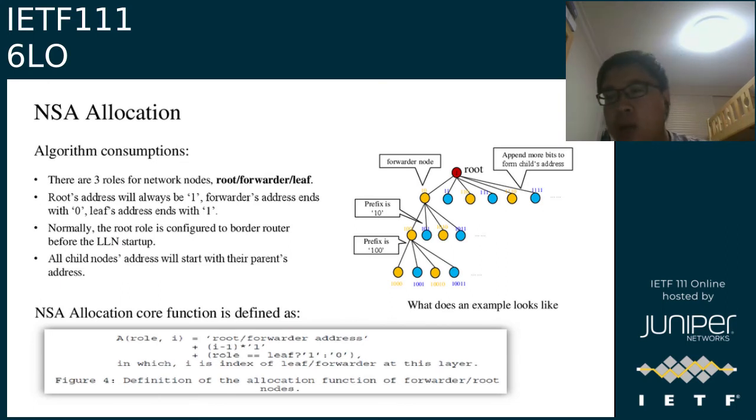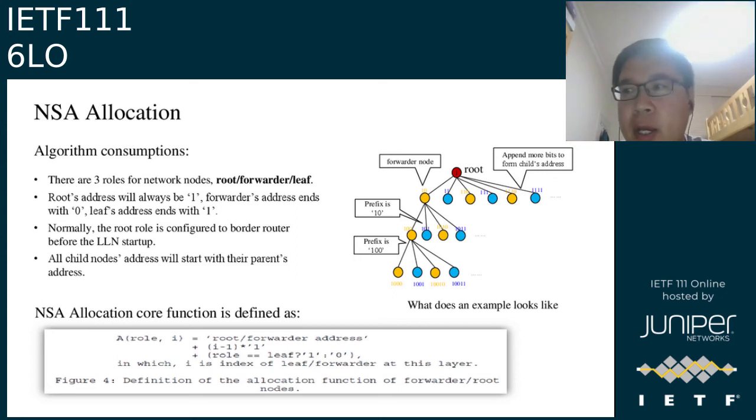Thank you. For NSA allocation, there are some assumptions for the NSA allocation algorithm. One is the network nodes' roles and the style of their addresses respectively, and the relations between parent and child addresses. Under this, an example of an NSA network looks like the figure on the right. In the next pages, I will give an example to explain how NSA is generated. Next page, please.